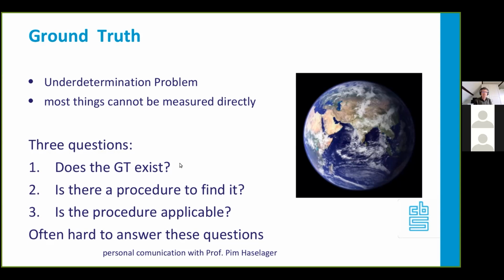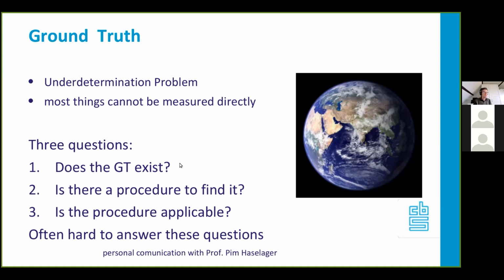Sometimes it is hard to answer these questions, especially the last question. The question before is maybe a little bit simpler. And does the ground truth exist is even more simple. But sometimes we really have to ask ourselves if that ground truth exists, because it's not that obvious as we sometimes assume.